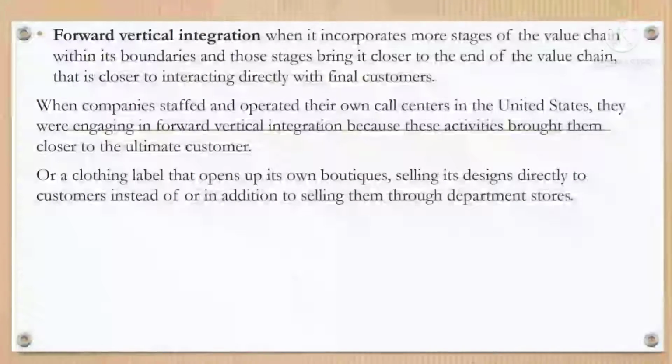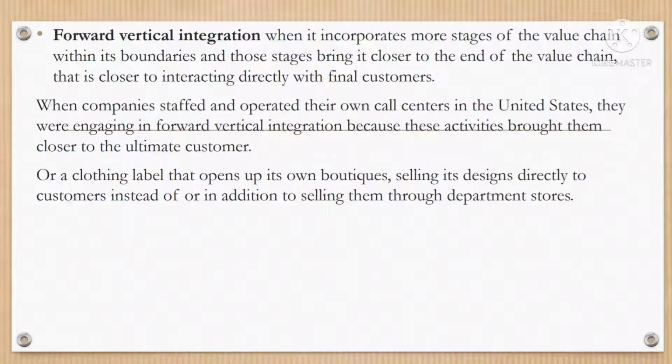Another example is a clothing label that opens up its own boutiques, selling its designs directly to customers instead of or in addition to selling them through department stores. Forward vertical integration is often referred to as cutting out the middleman. Forward integration is an operational strategy implemented by a company that wants to increase control over its suppliers, manufacturers, or distributors, so it can increase its market power.